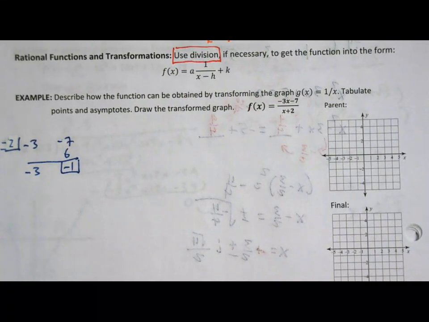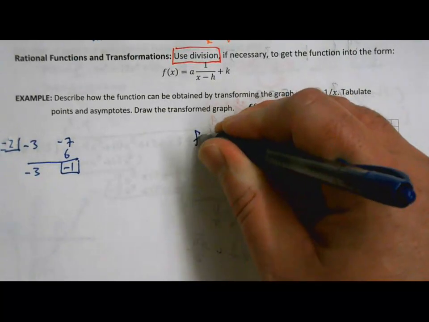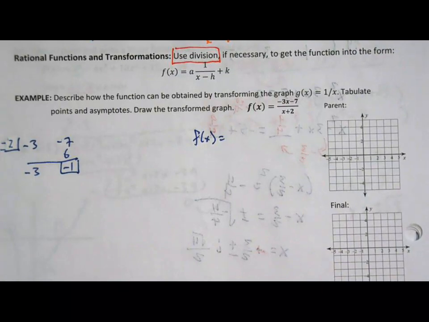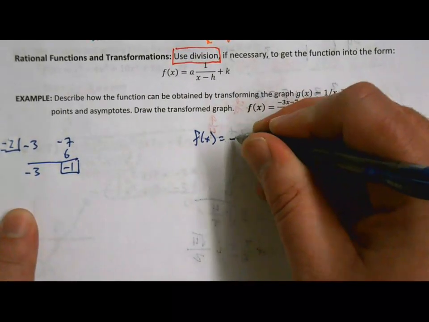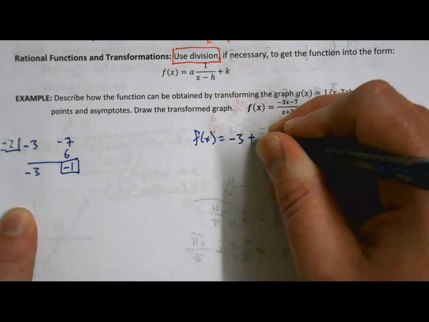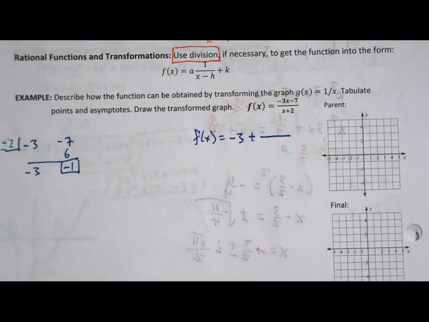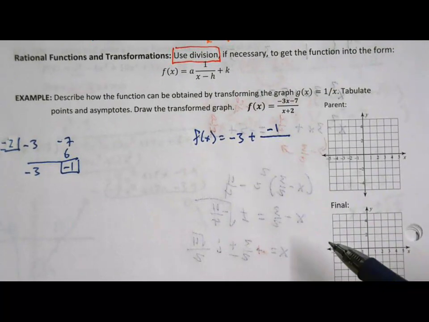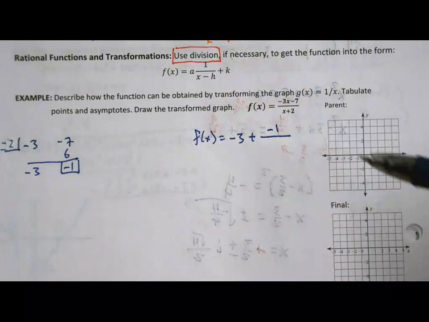What was the point of doing that? Now that's going to allow us to write another version of this function's equation. It is negative 3 plus, and then we remember we always have our remainder goes on the top. And what would go on the bottom here? X plus 2, the thing we're dividing by.